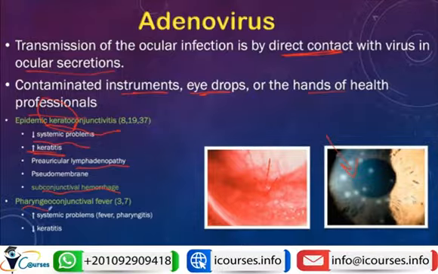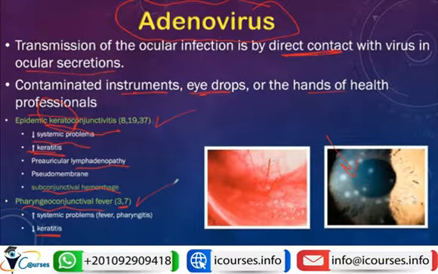The other type is pharyngoconjunctival fever, caused by serotypes 3 and 7. This type has more incidence of systemic problems like fever and pharyngitis, as is clearly evident from the name, but luckily it has less incidence of corneal affection, so there is less keratitis, which is the cause of dropping of vision in these patients. So just to remember, we have two types, each caused by specific serotypes, and this disease is very, very contagious.